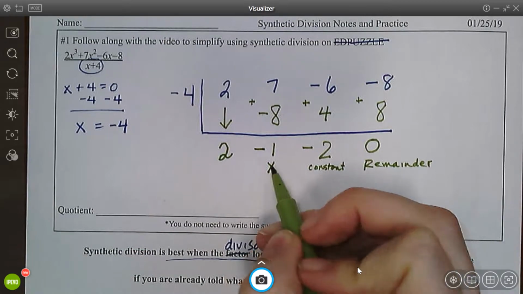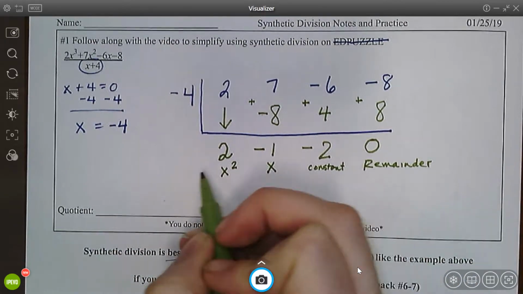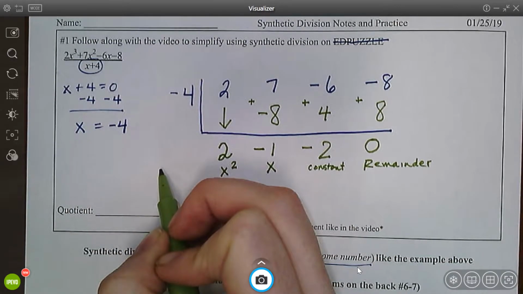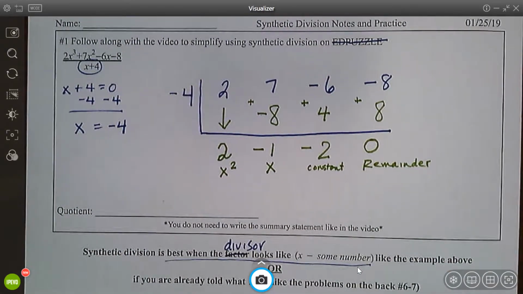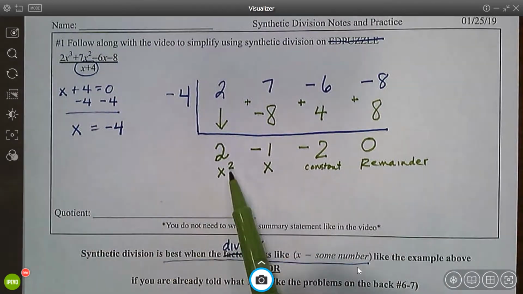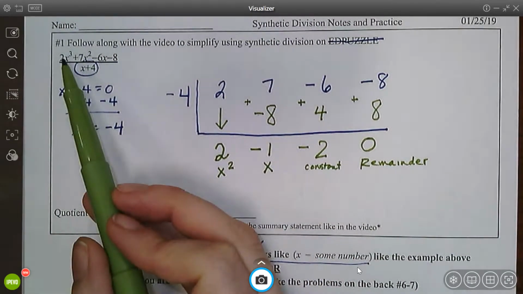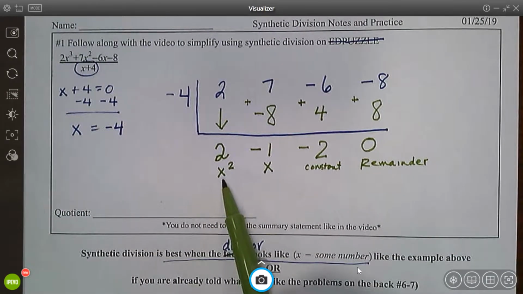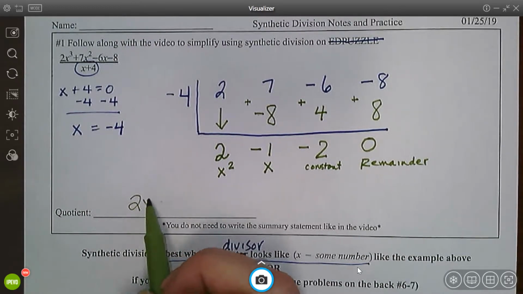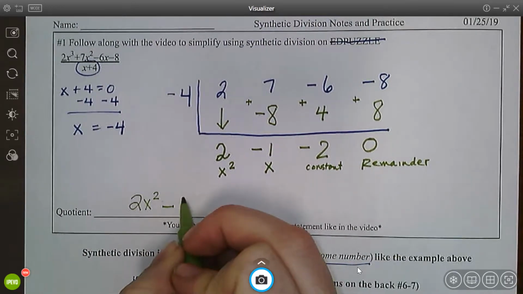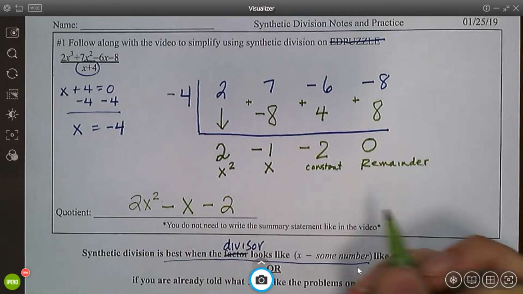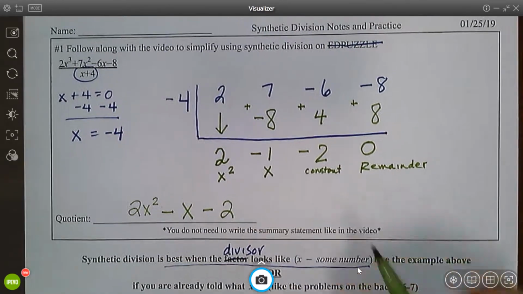So this is just the plain x. This is the x squared. If I had another term here, it would be the x cubed. If I had another term here, it would be the x to the 4th. Another tip might help: it's always going to be 1 less than what you started with. So I started with x cubed, and my final quotient is x squared. So my actual quotient is 2x squared minus x, if you want to put the 1 there, you can, minus 2. And then I have no remainder, so I'm not going to write anything there.